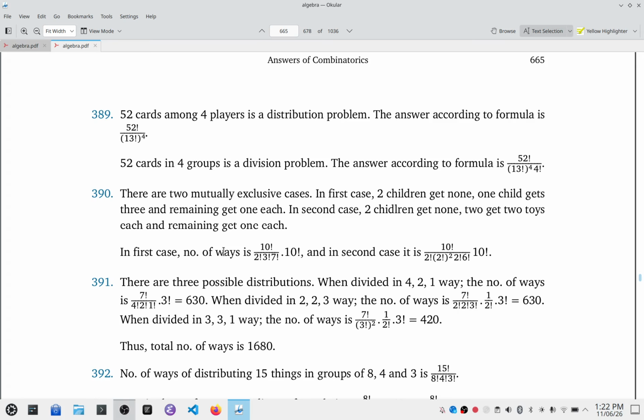In the first case, number of ways is 10 factorial divided by 2 factorial multiplied by 3 factorial multiplied by 7 factorial into 10 factorial. And in the second case, it is 10 factorial divided by 2 factorial multiplied by 2 factorial square multiplied by 2 factorial multiplied by 6 factorial. And then in the numerator, you multiply with 10 factorial again. So with this, we come to the end of 39th set of the questions.